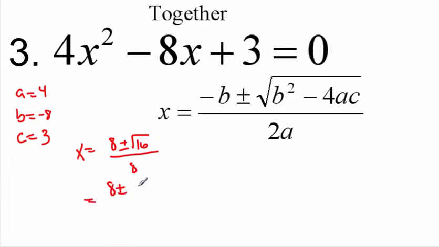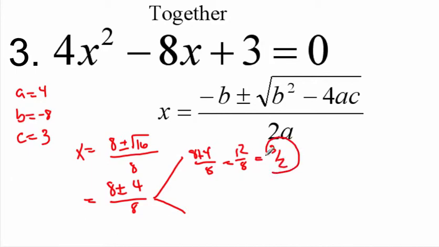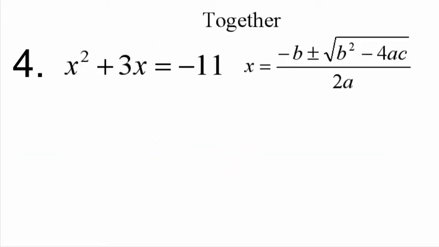So this is going to be 8 plus minus 4 over 8, and I get my two solutions from here. I have 8 plus 4 over 8, which is 12 over 8, which is 3/2. And then I have 8 minus 4 over 8, which is 4 over 8, which is 1/2. So there are my two solutions to that one. So again, there's another example of how you can use the quadratic formula to solve a quadratic equation. Let's work this one.